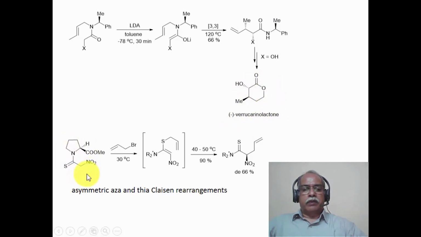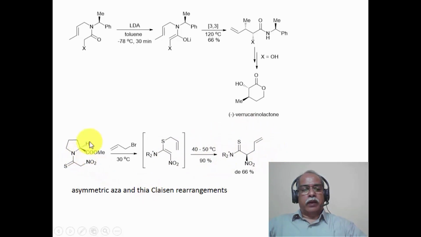If you take this example, this is a nitro substituted thioamide that is present here. Allylation using a base and allyl bromide will essentially generate the S-allyl derivative, because sulfur is a much more nucleophilic center, so S-alkylation takes place. So the deprotonation of the proton from this position results in the formation of an ene-thiol. The ene-thiol is trapped by this allyl bromide to generate the corresponding vinyl allyl sulfide derivative in this particular case. This undergoes Claisen 3,3 sigmatropic thio-Claisen rearrangement at about 50 degrees Celsius to generate this corresponding product.